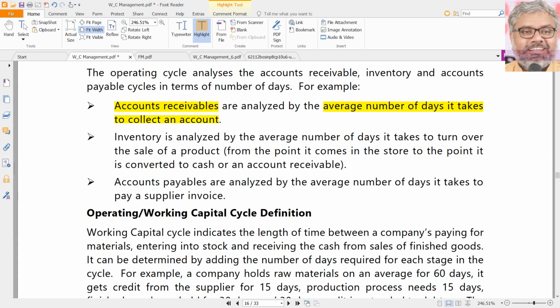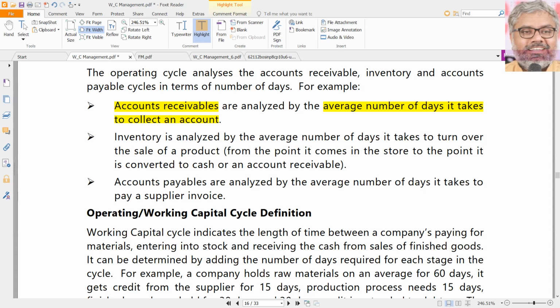Average collection period is nothing but receivables turnover ratio or debtors turnover ratio. That has to be in the denominator. 360 divided by that will give us accounts receivable days or average collection period. So number of days in accounts receivable, or average collection period, is the number of days it takes on an average to collect money from the customers, naturally credit customers.